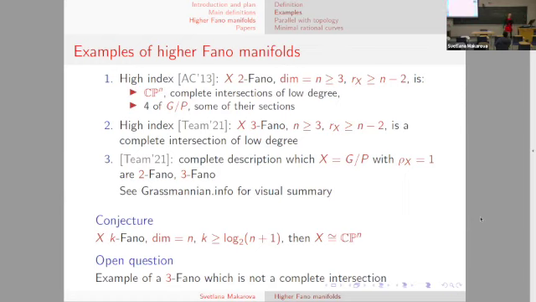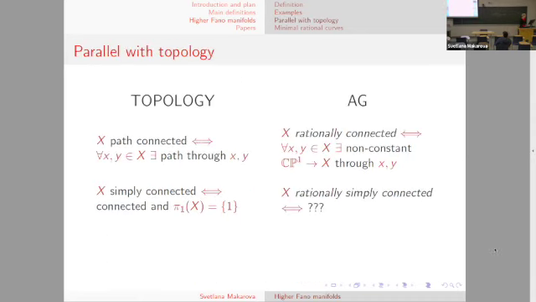Okay, so here is why higher Fano manifolds are conceptually interesting. They are an attempt to draw a parallel with the topological notion of connectedness and higher connectedness. So in topology, we can say that X is path connected if for every 2 points there is a path through X connecting them. And we can give a similar definition of X being rationally connected if for every 2 points there is a rational curve passing through these points.